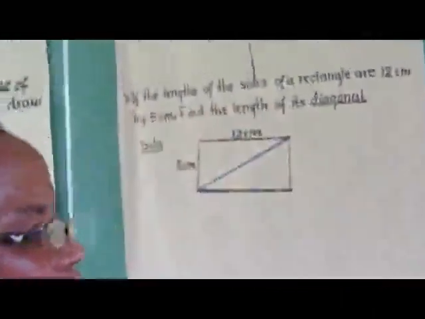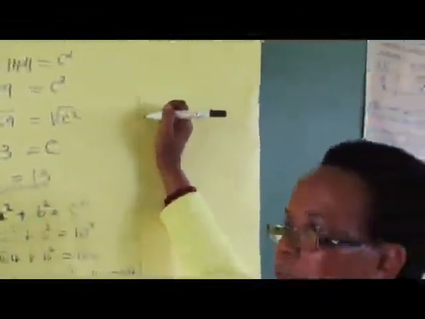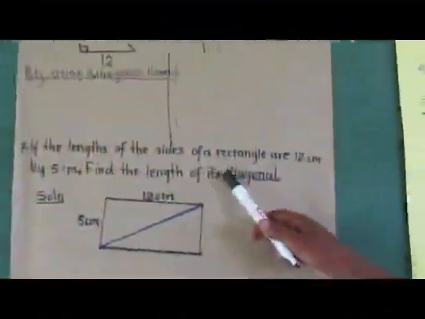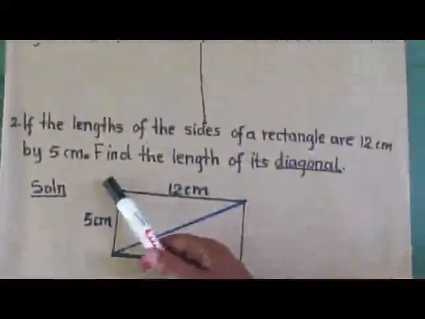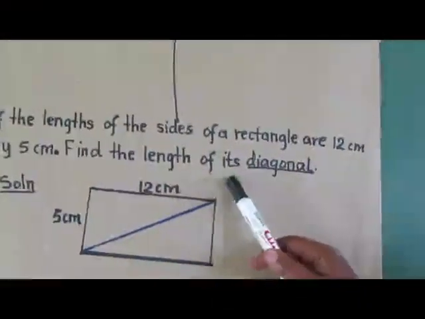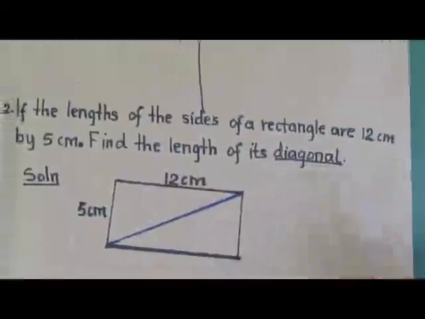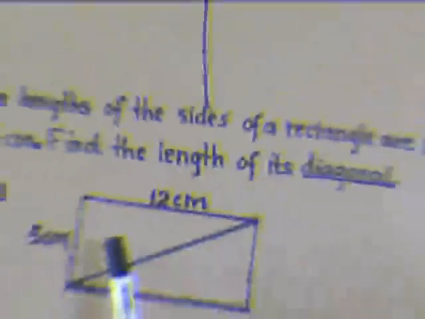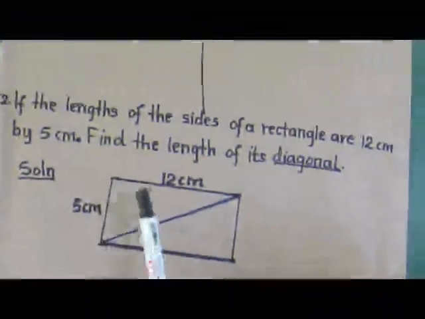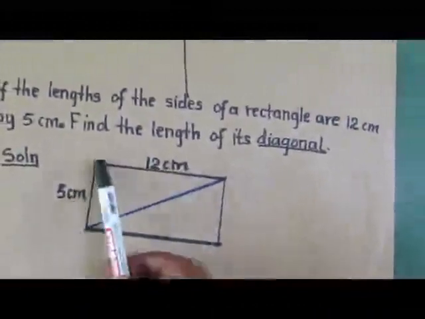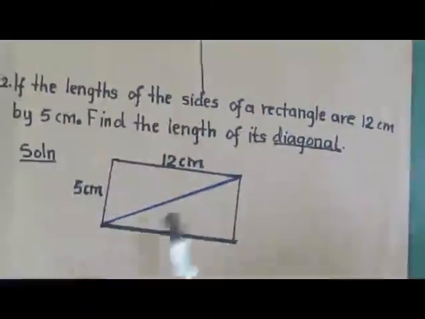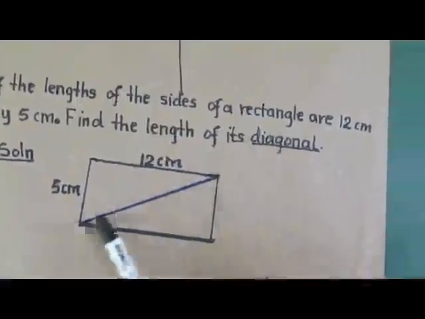Let us move to example number 2. Now let us see example number 2. I'm going to read it for you. If the lengths of the sides of a rectangle are 12 centimeters by 5 centimeters, find the length of its diagonal. Here is the rectangle with its size given. The length is 12 centimeters and the width is 5 centimeters. The diagonal is drawn here.